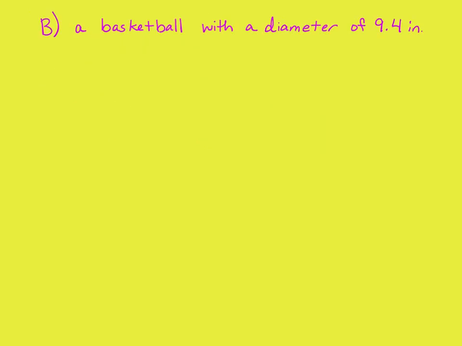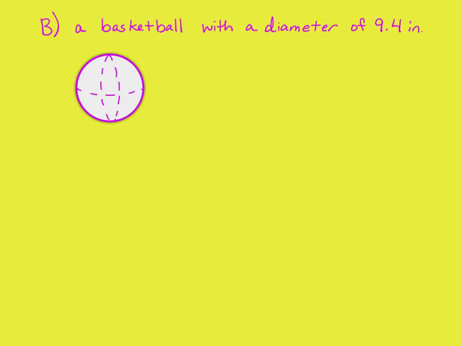For part B, we're given a basketball with a diameter of 9.4 inches. We could start by drawing a picture of this. It's not always necessary, but it could be helpful. Notice this basketball looks like a circle, and then it's got some dashed lines showing the curves around the front and back and going around the basketball. And it has a diameter of 9.4 inches.